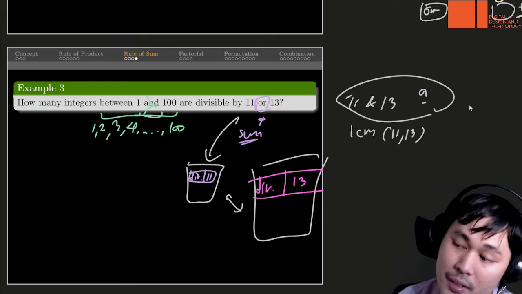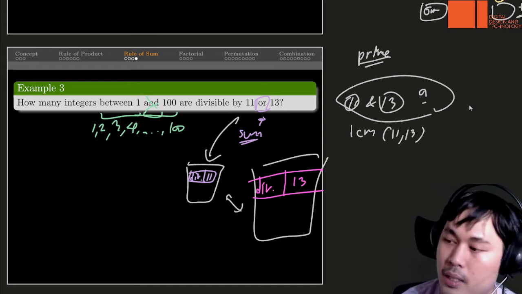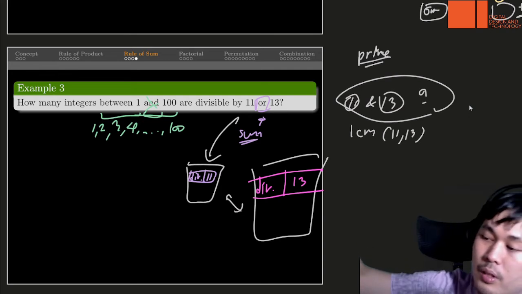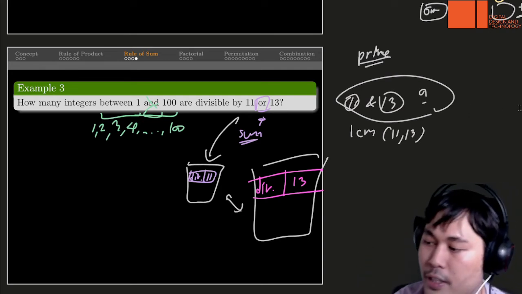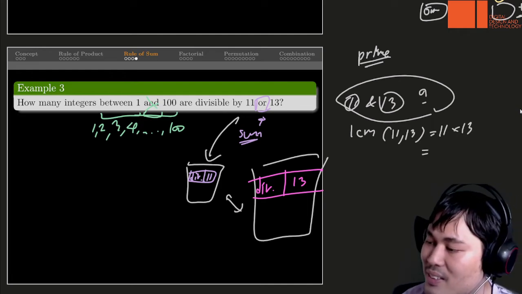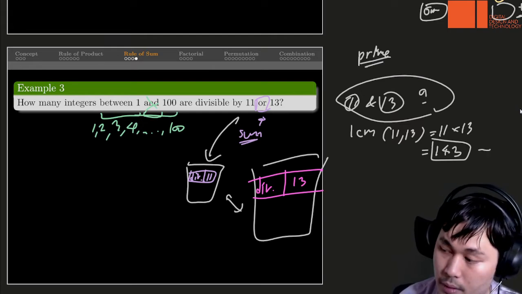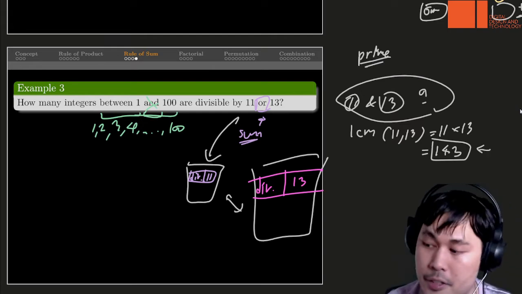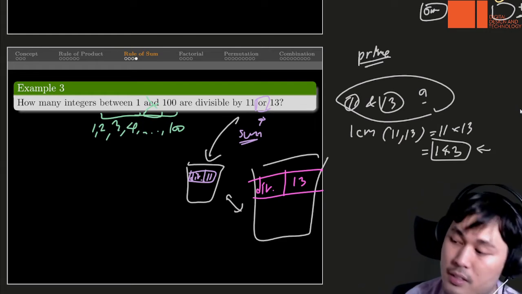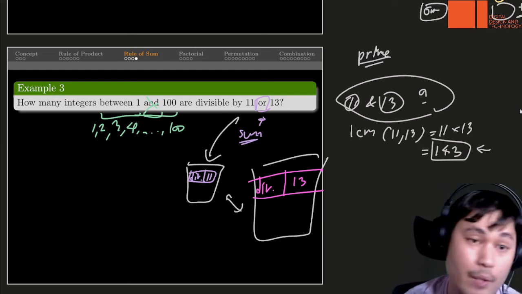In this case, since these two numbers are both prime numbers, we cannot divide them any further. So if you want to find a number that has both 11 and 13 as a factor, this can be done by just multiplying them together. The product of these two numbers is 143. So this will be the smallest positive integer that is divisible by both 11 and 13.